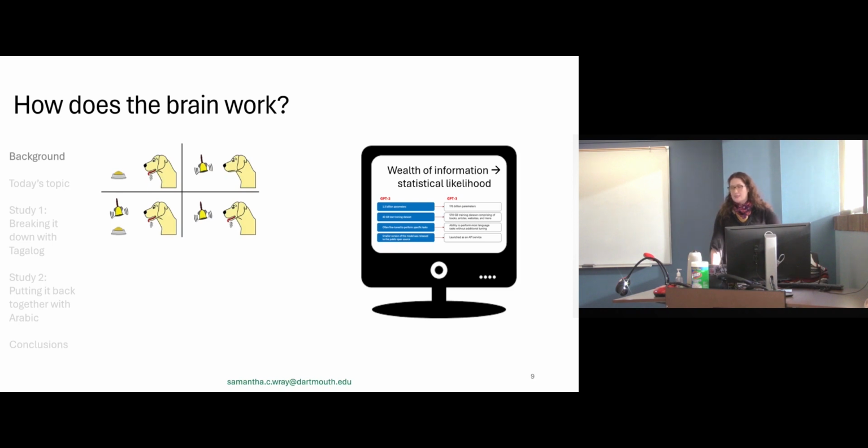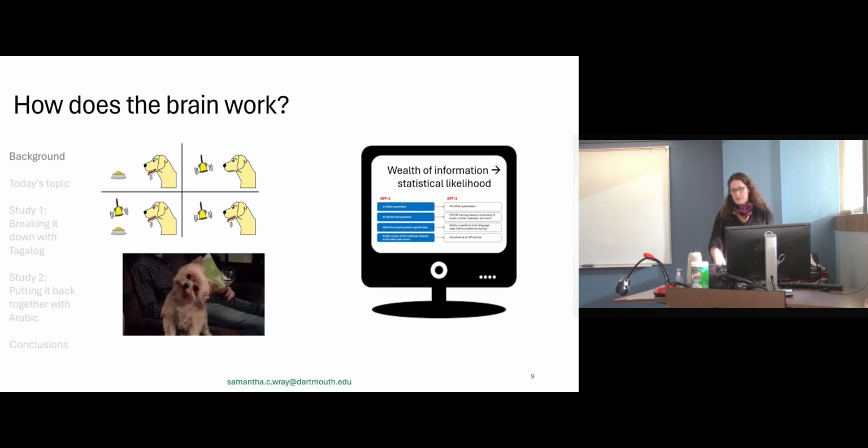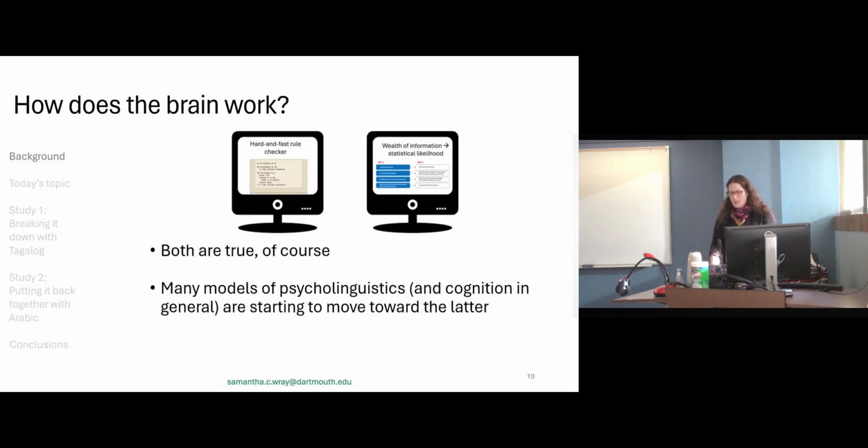Anytime I see information X with some sort of new information it tends to not be paired with, then I get surprised, right? It's not that something stops me from processing it, but that there might be some sort of a response correlated with my surprisal. Now, ultimately, both of these are true, right? We have to process information in both ways. But many models of psycholinguistics and cognition in general are starting to become really enamored with the latter, with this ChatGPT type structure of our information processing, that everything is simply associative and we don't really have very many hard and fast rules in our mind.